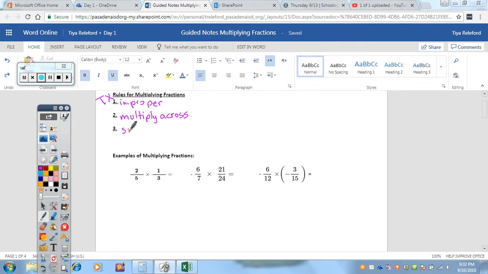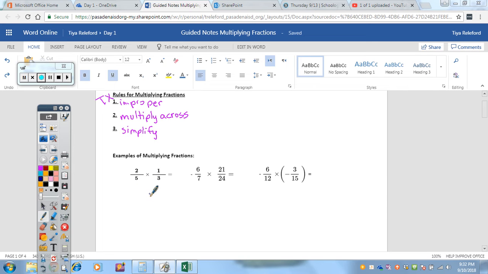And number 3 is simplify. You don't even have to write that rule if you don't want to. So now let's do some. It says examples of multiplying fractions. So it's a little bit crowded. Hopefully it's not that crowded on your paper.